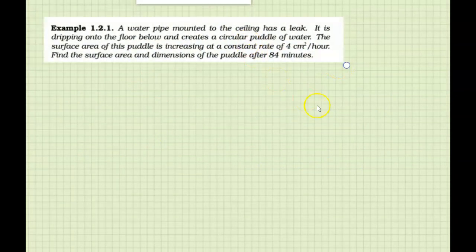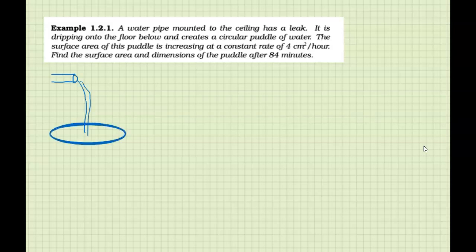A water pipe is mounted to the ceiling and has a leak. It's dripping onto the floor below and creates a circular puddle of water. It's good to sketch things. You don't have to be artistic. I'm not. So here's a water pipe. Water is leaking and making a puddle on the floor. This puddle starts small and is increasing over time. Okay? It's a circular puddle.